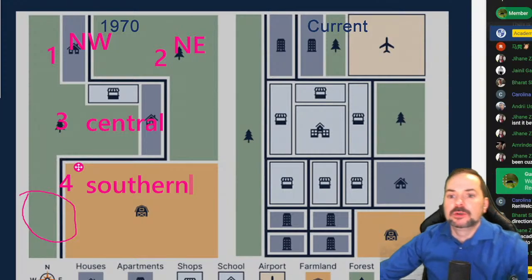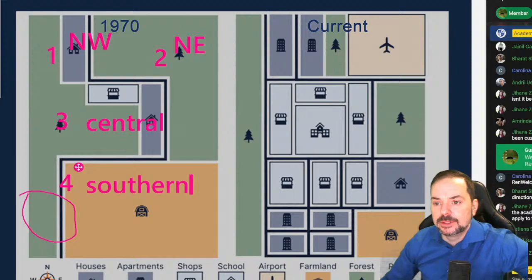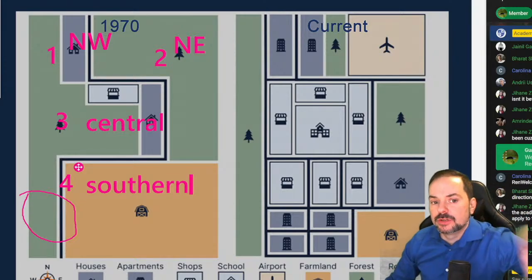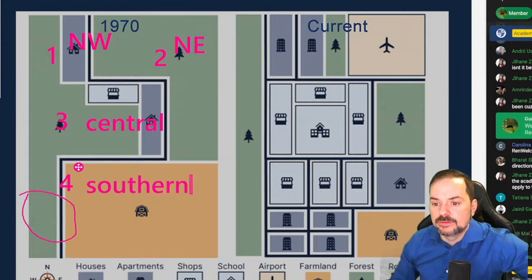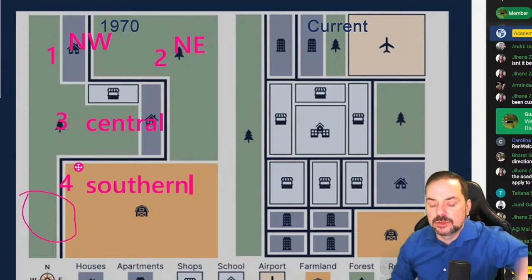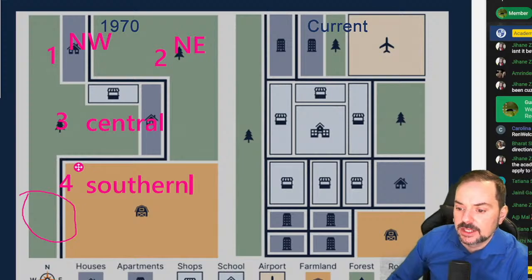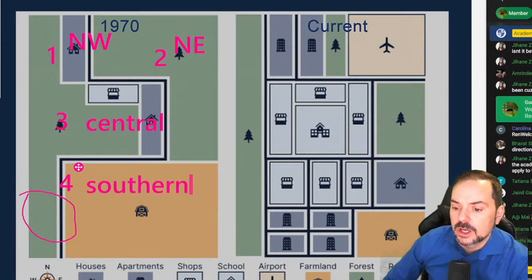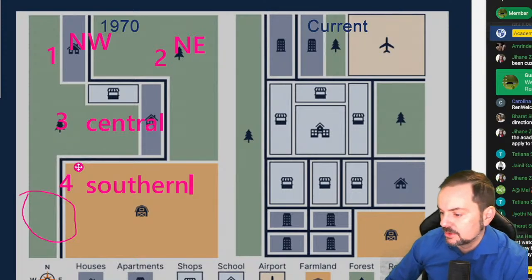Because we have that dense urban population in the northwest with those apartment buildings, and then we've got that addition of the new airport in the northeast. And then I can see that in the central part of the town, we've got some shops, so some retail space with the school, and then we've got the southern part that's obviously been divided into more shops, some urban housing, the retention of the farmland, and then, of course, some more urbanization with the apartments.